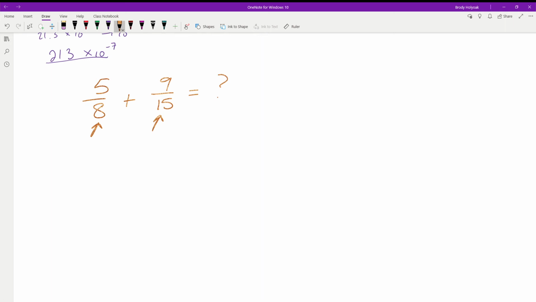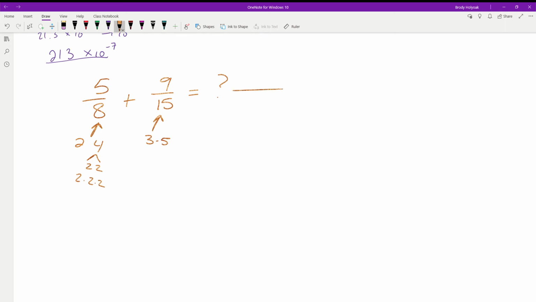So when we have an 8, that splits up to 2 and 4, and then 2 and 2. Our 15 is 3 and 5. Looking at it, do we have an option for a least common multiple that is not 8 times 15? No, we do not. So the brute force is going to give us our best option. We're going to multiply those together, so we have 8 times 15, which gives us a denominator of 120.